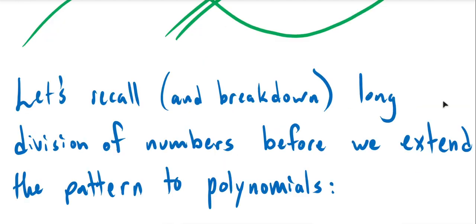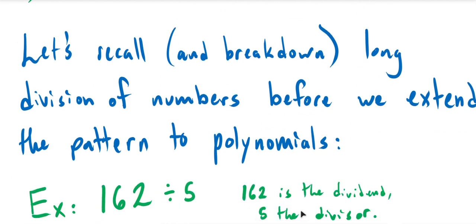So as usual, we want to return to the patterns of numbers and then apply those patterns to polynomials. We're here going to look at the pattern of long division in numbers and why it does what it does. So let's consider now the example of 162 divided by 5. 162 is the dividend, and 5 is the divisor.